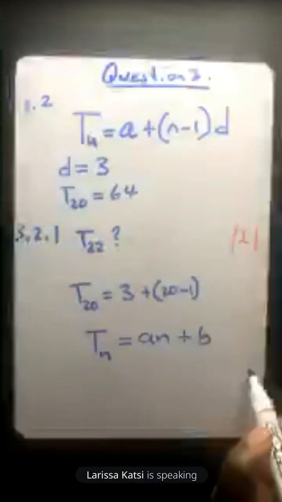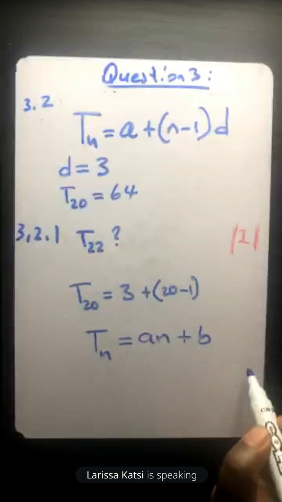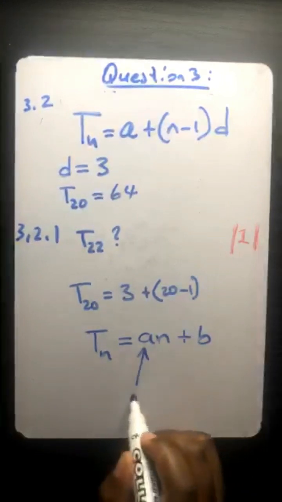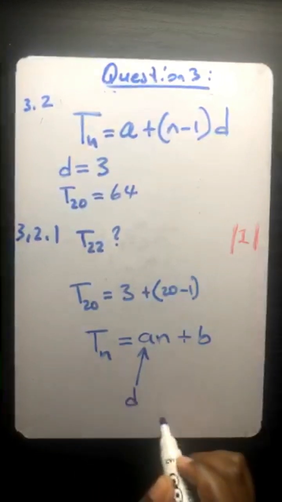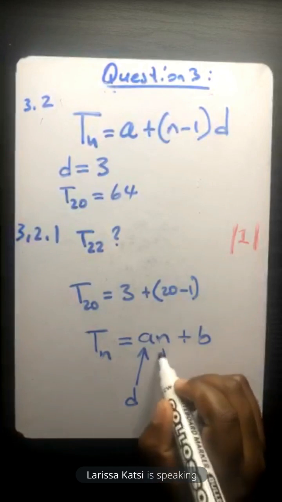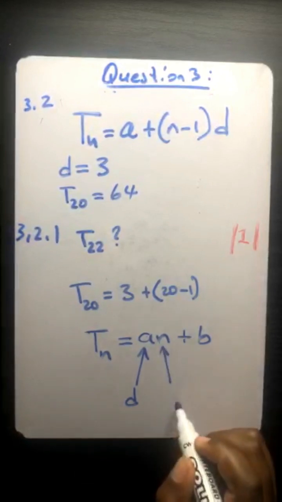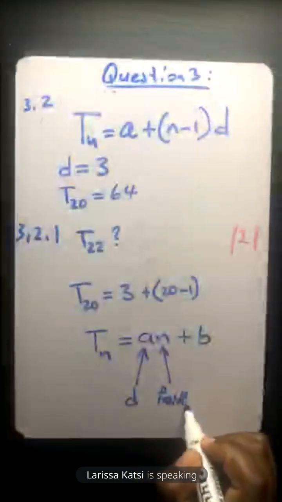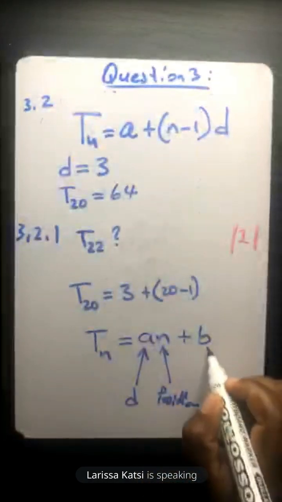Where A is our difference and n is the position of the term. And B represents the adjustment which we'll have to make.